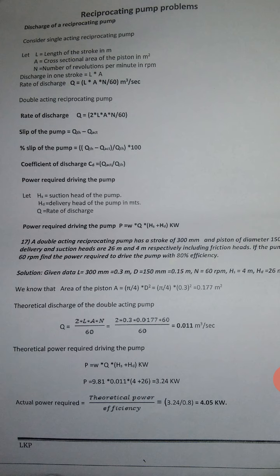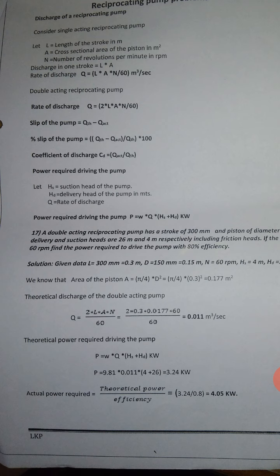Then actual power required equals theoretical power divided by efficiency. Efficiency is given 80%, that is divided by 0.8, so you can have 4.05 kilowatts.